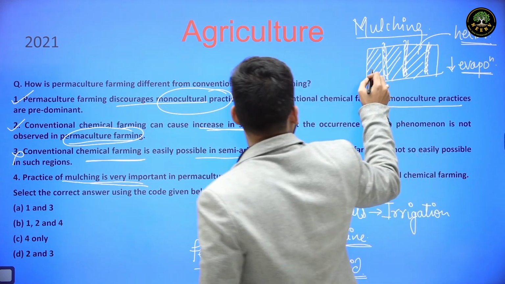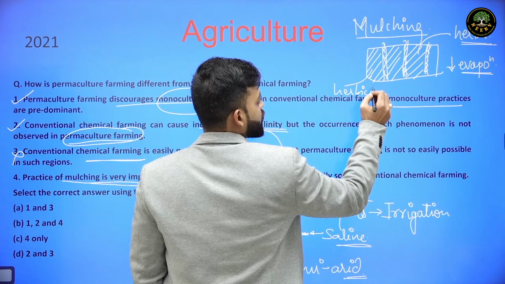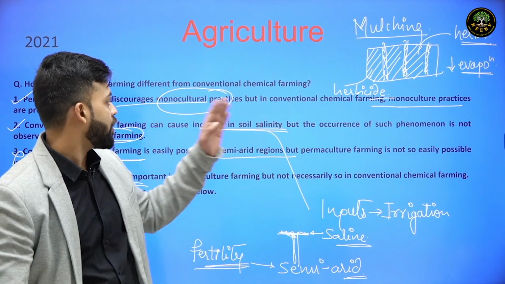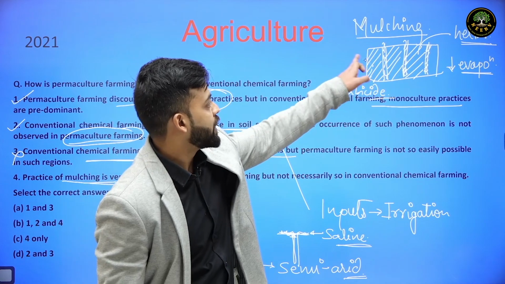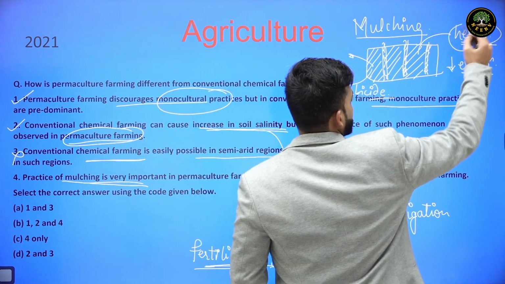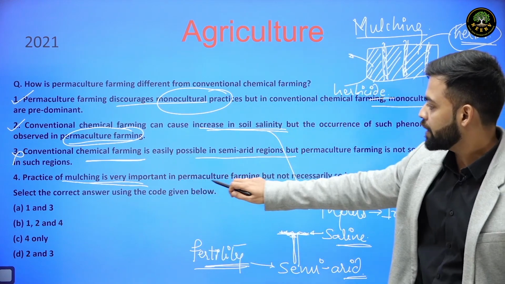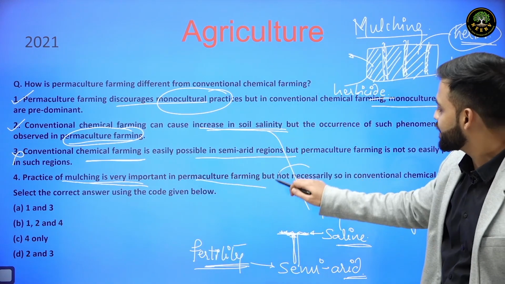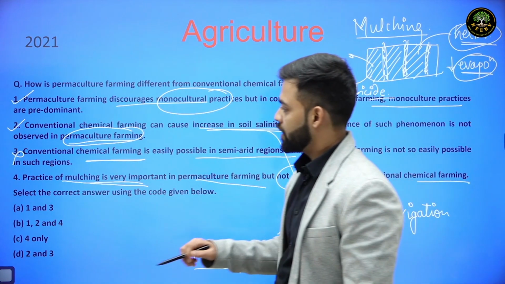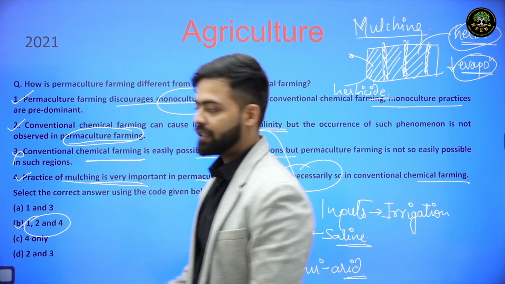So in case of chemical farming, we are providing herbicide, so we do not require such mulching, whereas in case of permaculture farming we require mulching. So mulching of field helps in these two things. That's why the practice of mulching is very important in permaculture farming, but not necessarily so in conventional chemical farming. Hence, our option will be B, 1, 2 and 4. So B is the correct answer.